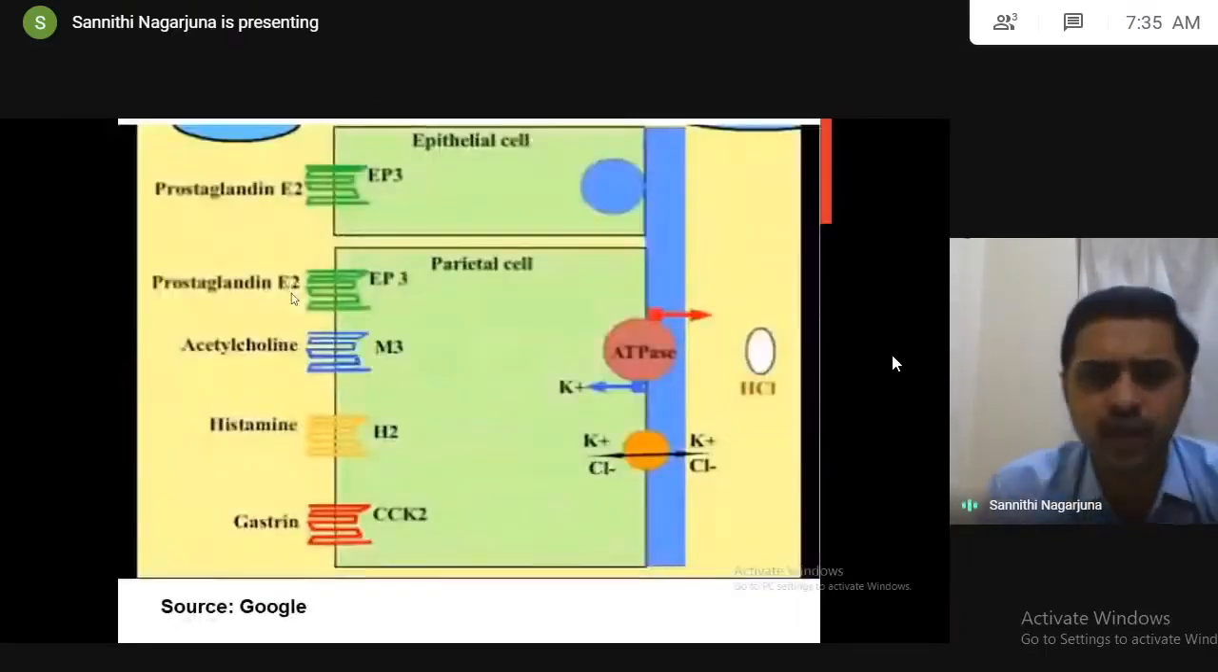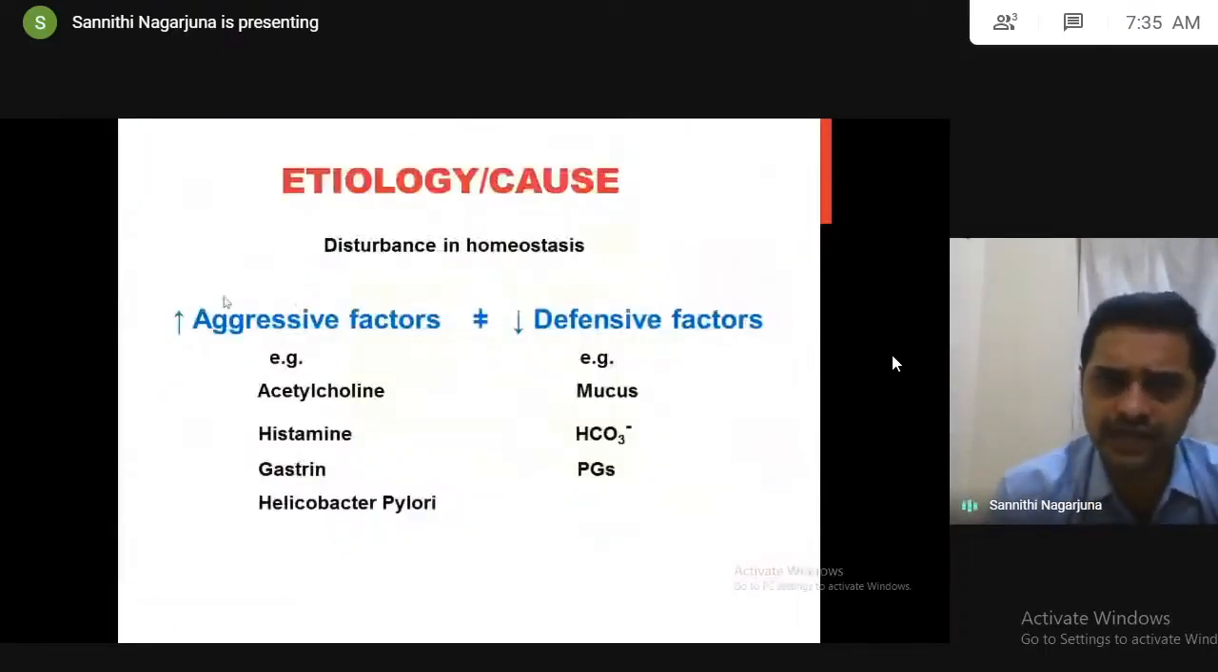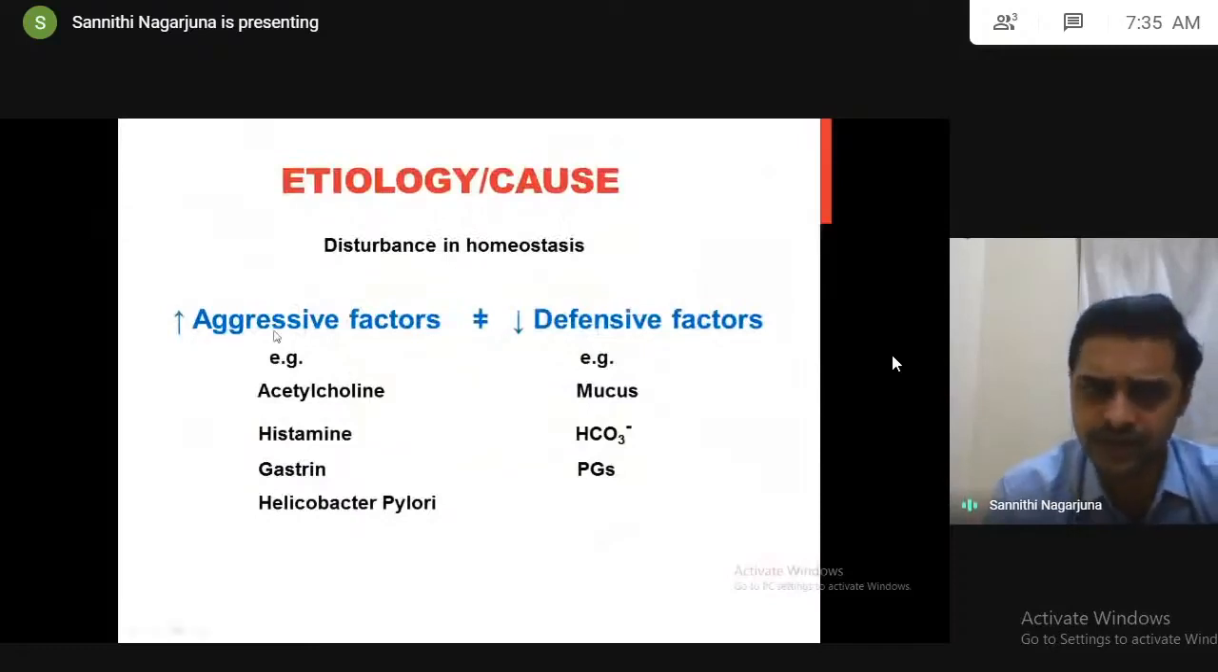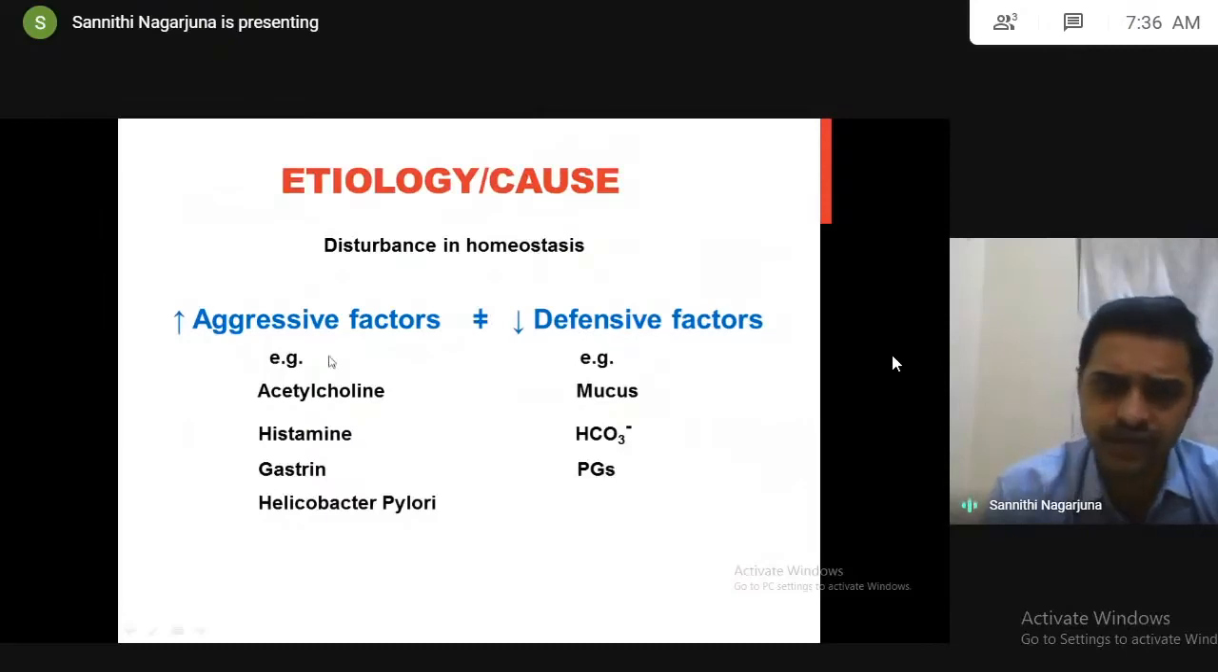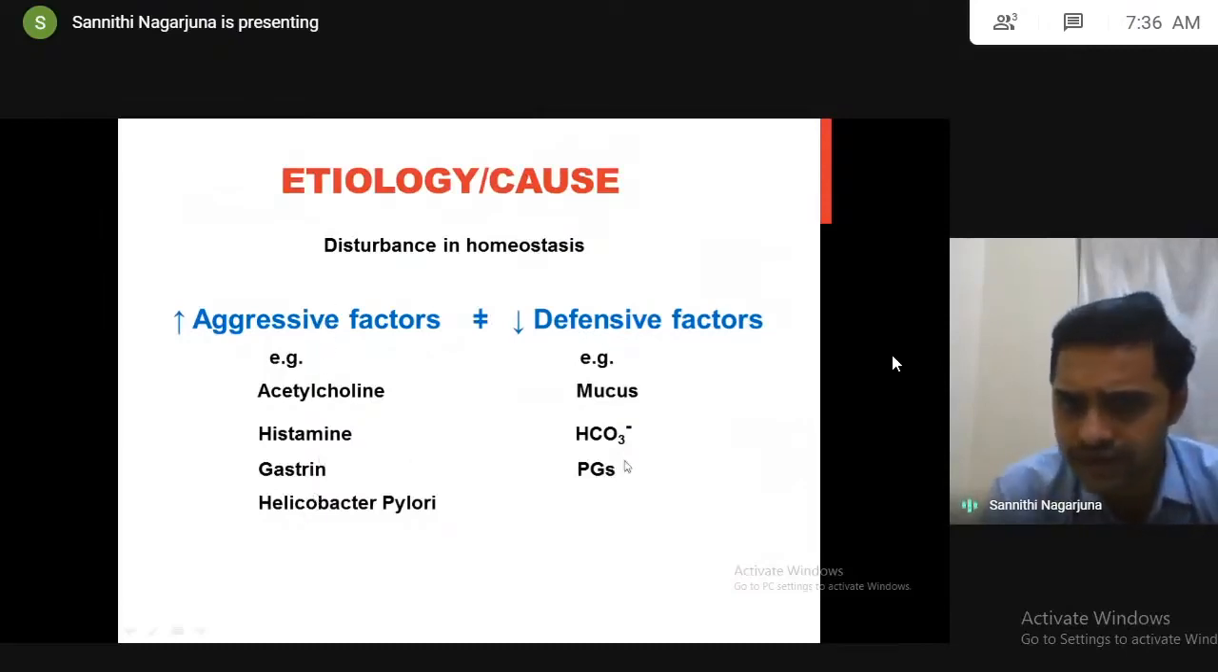So based on this, what drugs can we use for ulcers? See, ulcers are because of disturbance in homeostasis, because of an increase in aggressive factors and a decrease in defensive factors. So which drugs do we have to use? For all the aggressive factors, we have to use antagonists. For all the defensive factors, we have to use agonists. So antagonist means what drugs will come here?